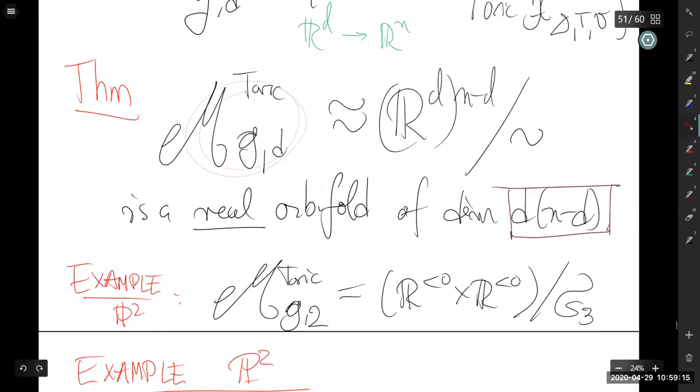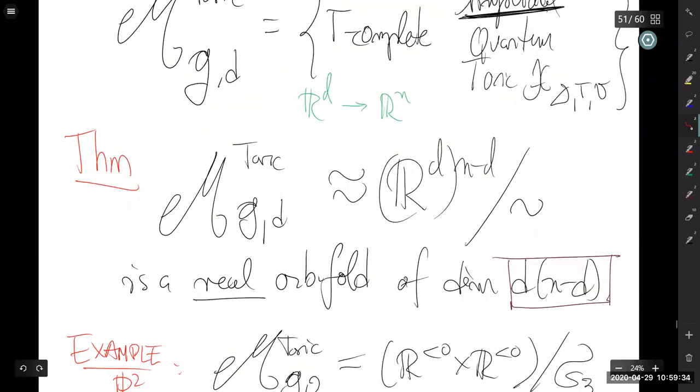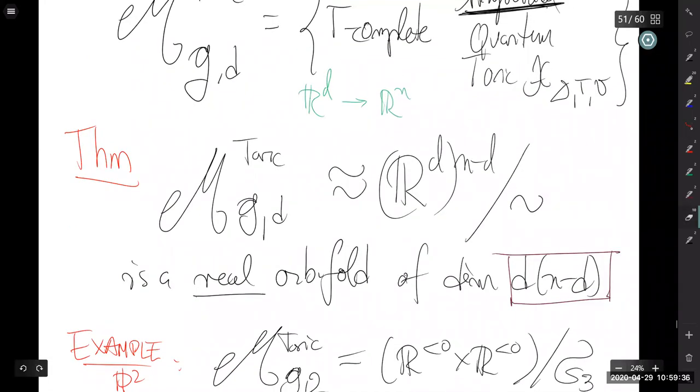And this modular space can be computed. And this is, of course, a complicated but writable equivalence relation. This is the real dimension of the modular space of toric varieties. I think this was the other way around, though. Sorry about that.